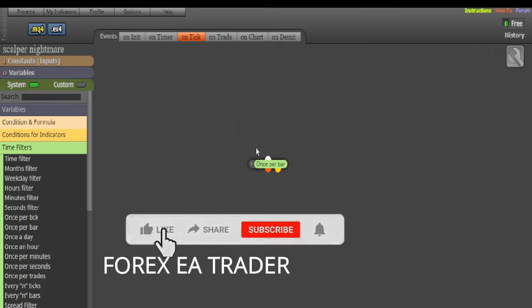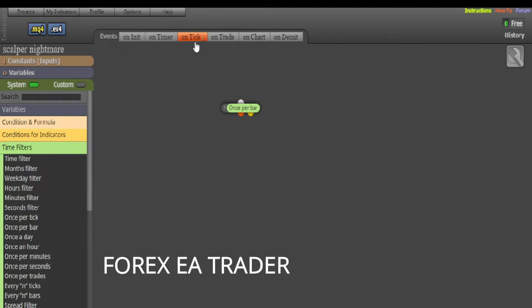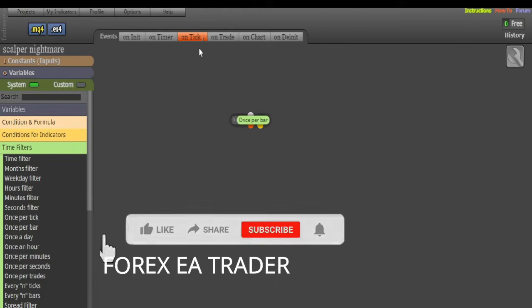We are going to have a time filter, and we are going to be working on the on tick section because we want the robot to work as it receives ticks from the market. So that's how we are going to work. We're going to be on the on tick section.